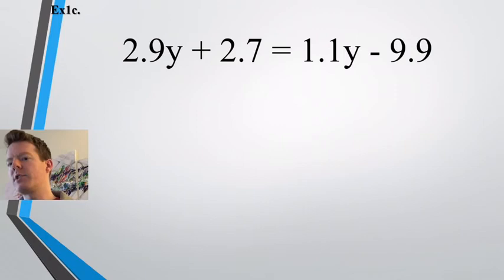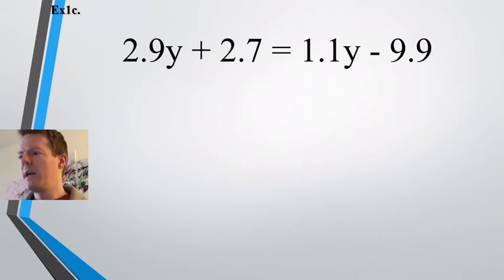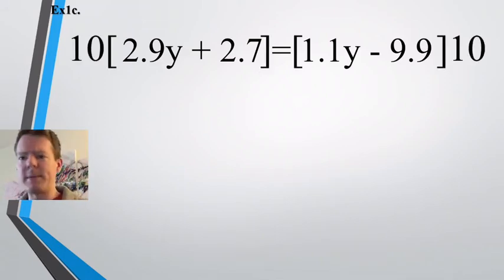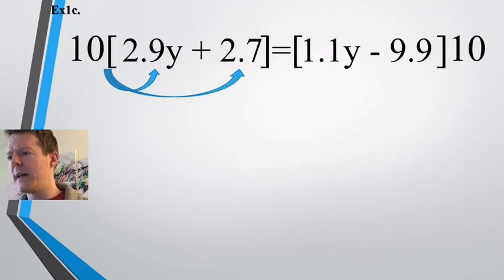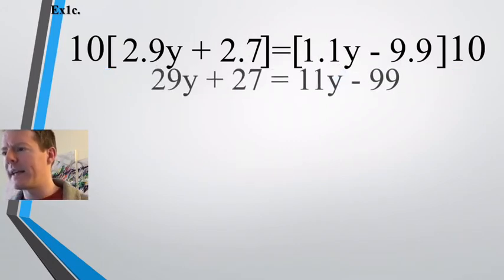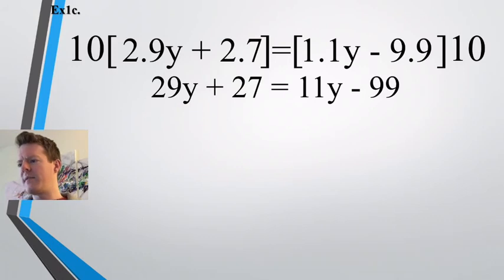All right, I'll just go through these last two examples quickly. So here is example 3. First of all, don't like the decimals. They're all one place value, right? 2.9 and 2.7. So I know if I multiply both sides by 10, I can eliminate those decimals. I'm going to do that right now. So I'm just going to distribute the 10 to the left side and 10 to the right side, and that gives me 29y plus 27 is equivalent to 11y minus 99.